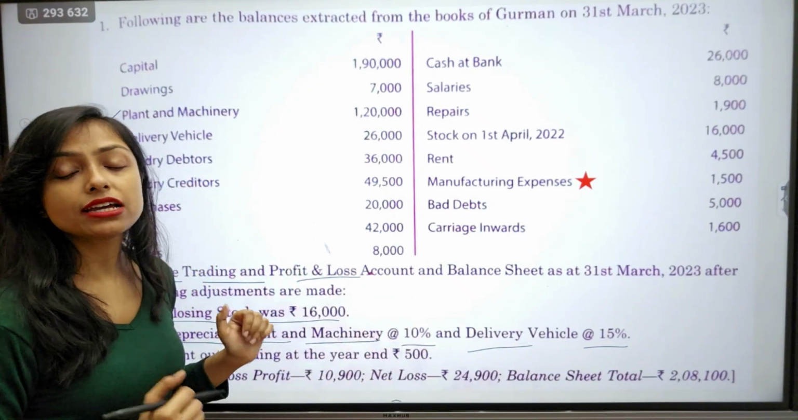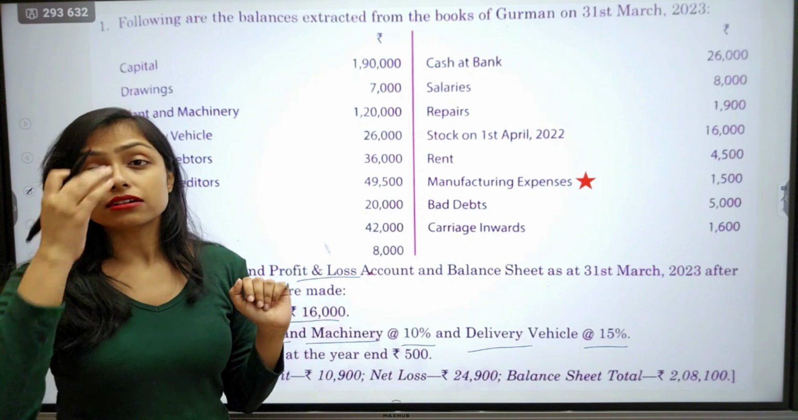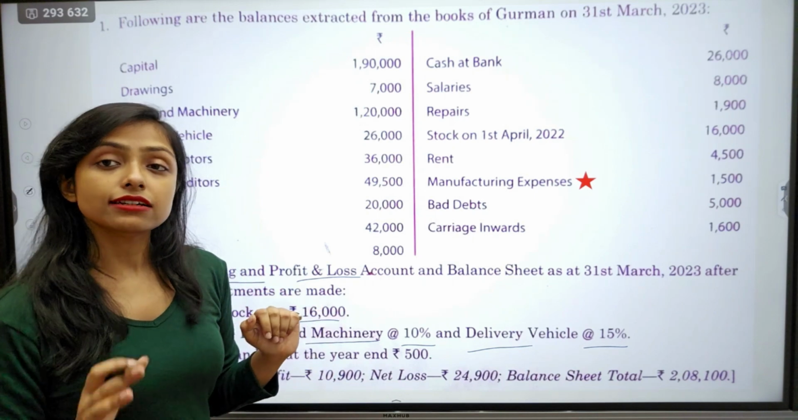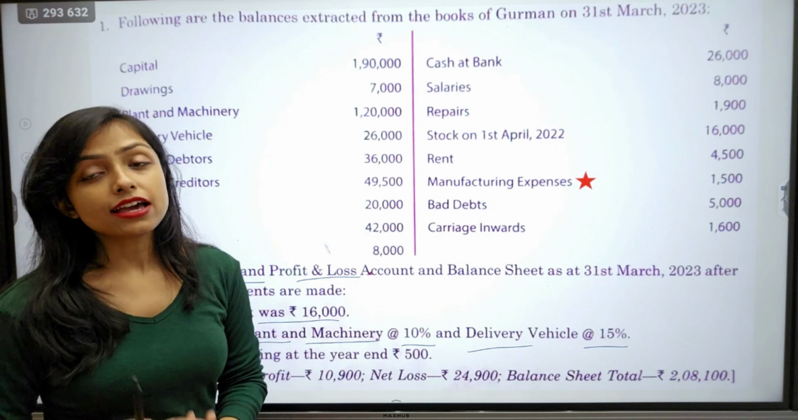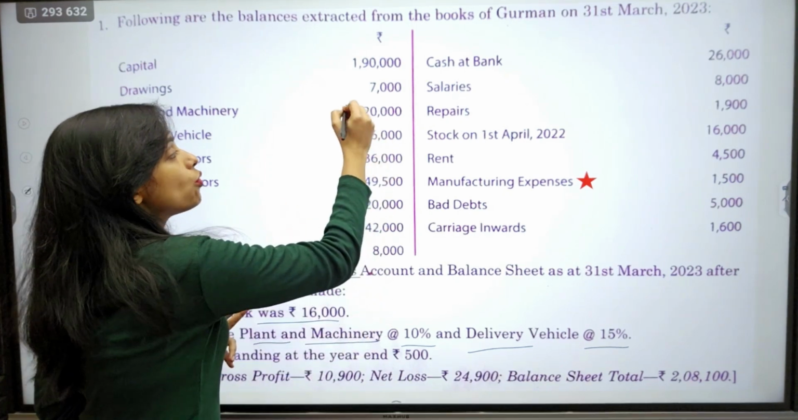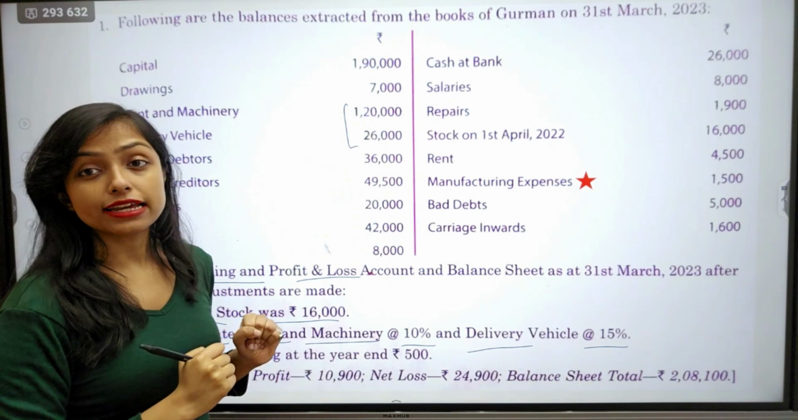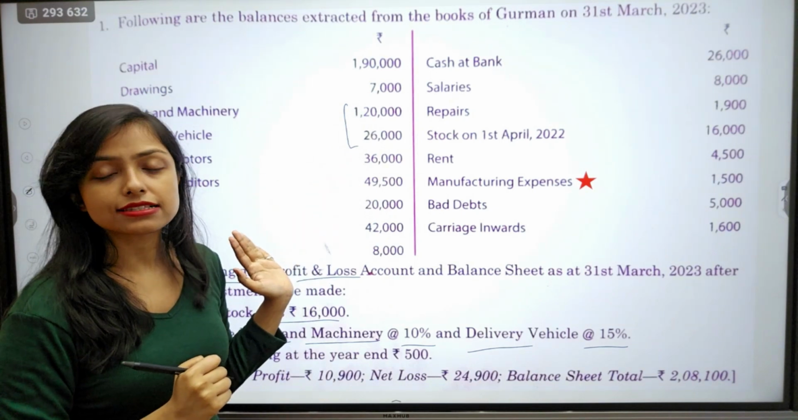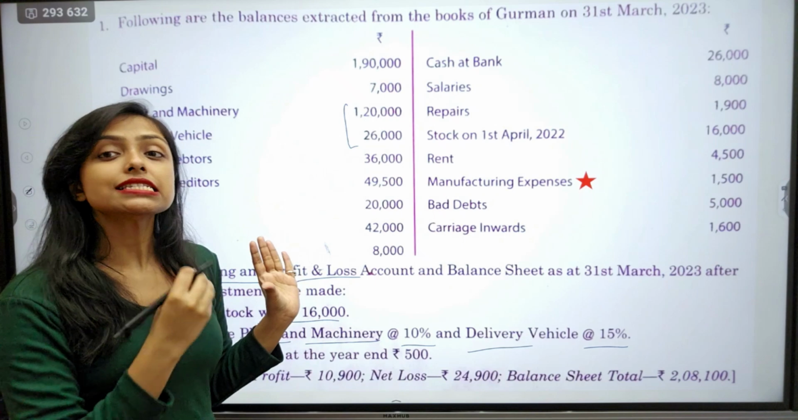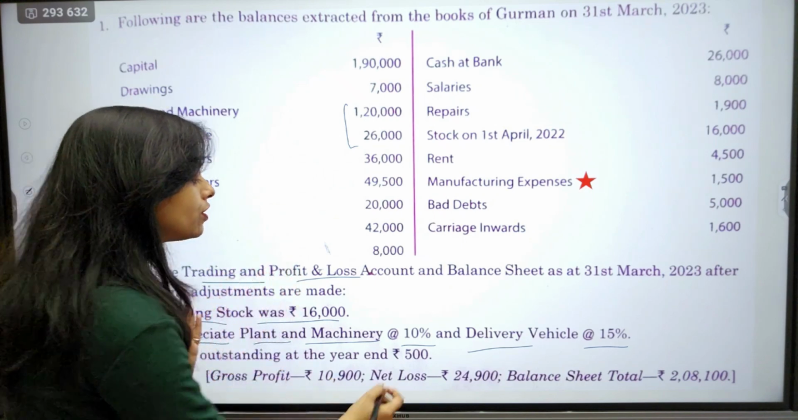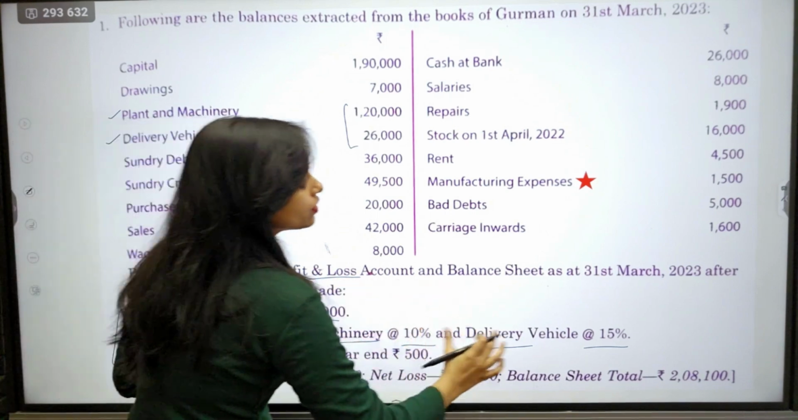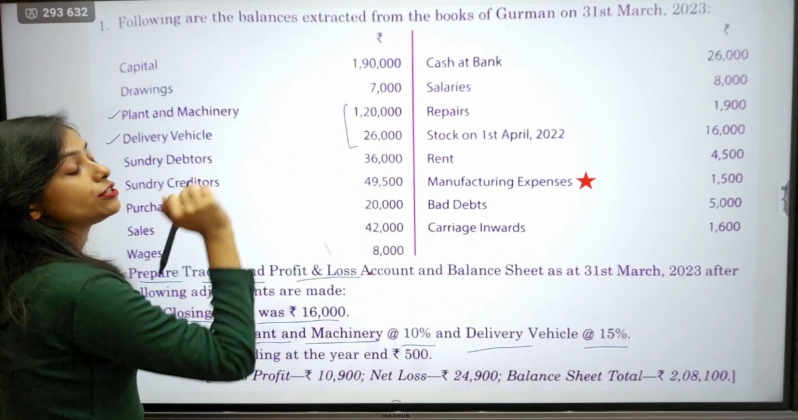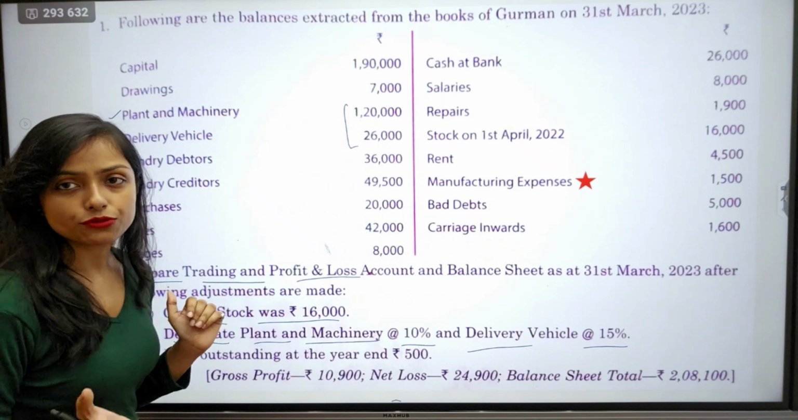How are we going to do it? Depreciation is always written in the profit and loss account. That is the first adjustment. And second, since I told you these are not adjusted for depreciation yet, these are not depreciated balances. Hence, we are going to show them as depreciated balances. How? We are going to calculate this 10% and reduce it from 1,20,000. We are going to calculate this 15% and reduce it from 26,000. That is how we are going to do it.